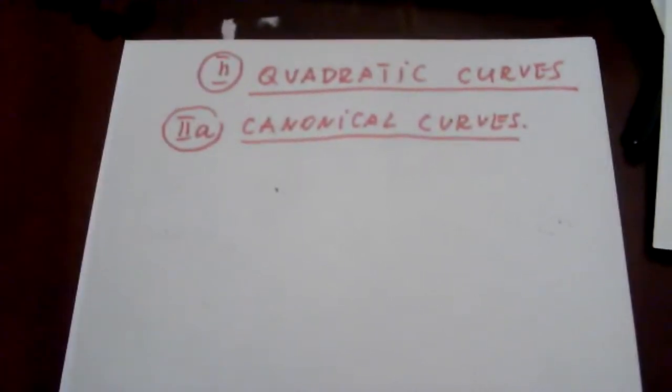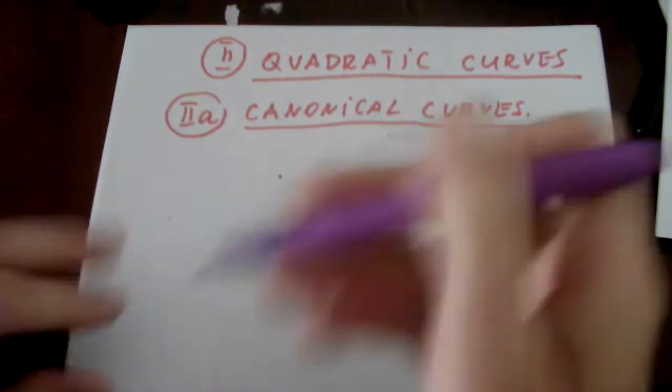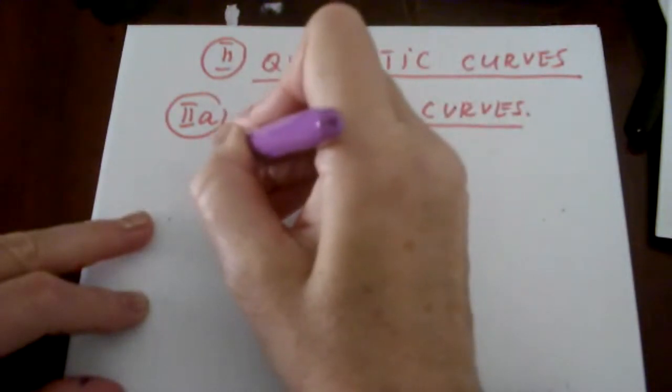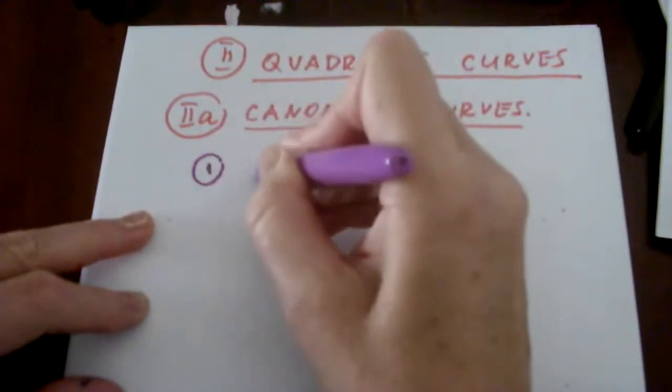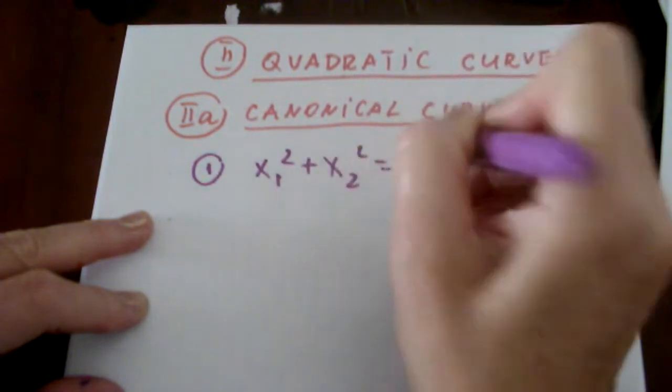Okay, so let's start. Luckily, you'll have to deal only with the three canonical curves, not so many. The first curve is x1 squared plus x2 squared is equal to r squared.